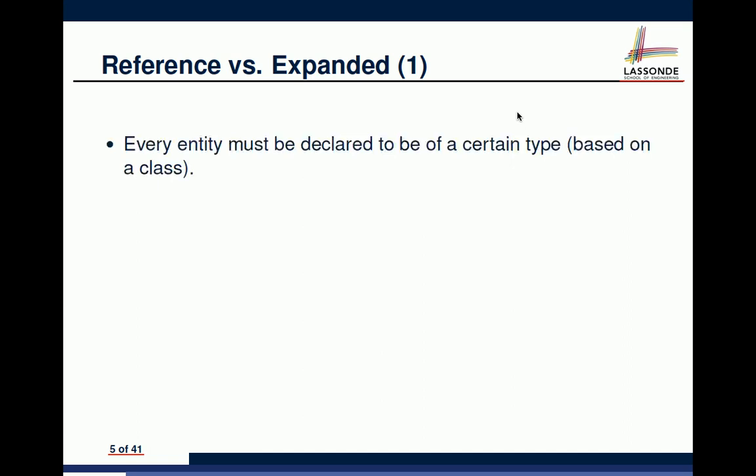Okay, let's just go over some rules very quickly. Every variable or entity must be declared to be either reference type or expanded type. Either expanded or reference. If you look at the integer class, for example, maybe you never noticed, just go there and check. The integer class is an expanded class.